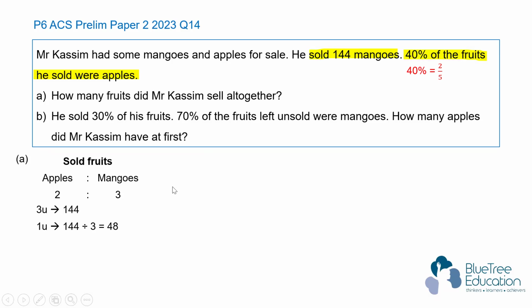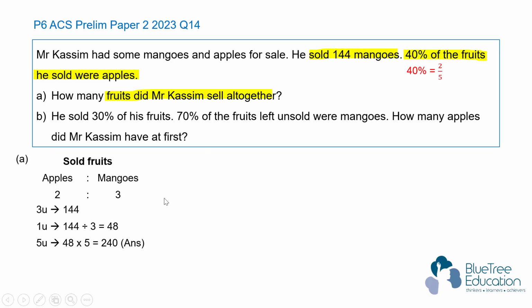We are supposed to find part A, how many fruits did Mr. Kasim sell altogether? He sold a total of 5 units. That means we will take 48 times 5, and that will give us 240 fruits sold altogether. And that's our answer for part A.